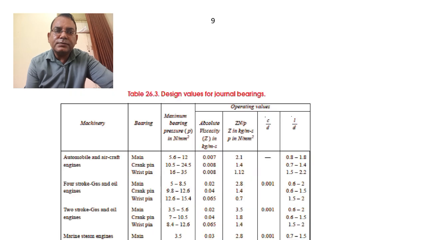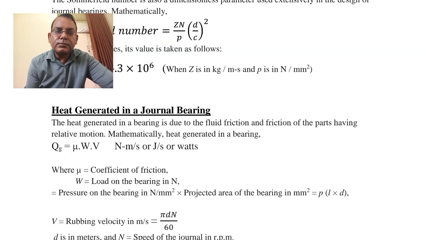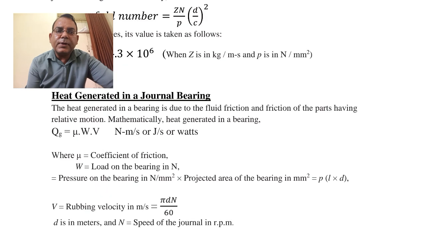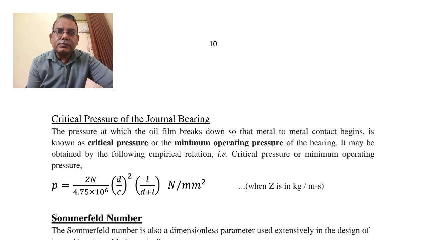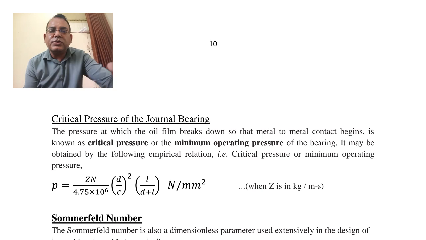Now next is critical pressure. The pressure at which the oil film breaks so that metal contact begins is called critical pressure. Critical pressure is the pressure when the oil film starts to break, so that contact between the surface of the bearing and the shaft partially starts. That will be called critical pressure.